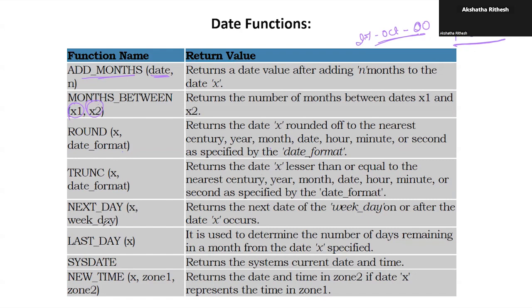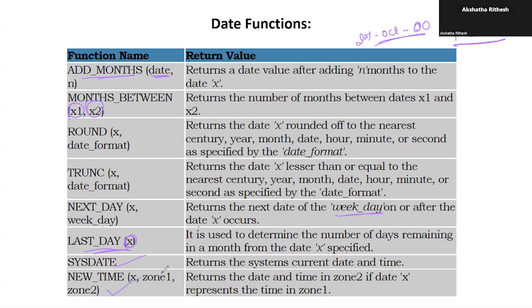NEXT_DAY(x, weekday) returns the next day of the weekday on or after the date x occurs. So whichever is the next day, that is going to be returned. LAST_DAY is used to determine the number of days remaining in a month from the date x specified. For example, whatever the date given here, the number of days until the last day of the month will be returned. SYSDATE will return the system's current date and time.